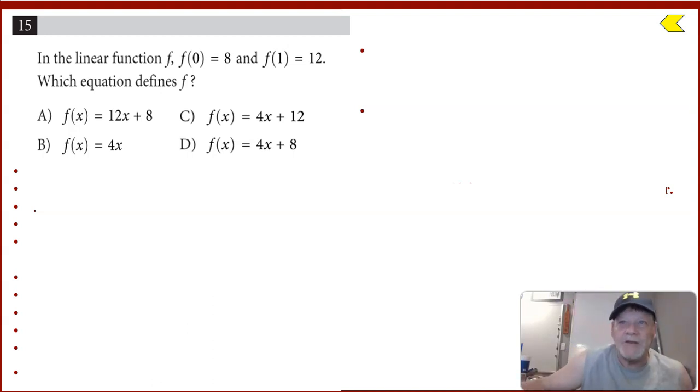Feel free to pause at any time and work the problems out on a separate piece of paper, and then you can start it back up and see if you did them correctly.